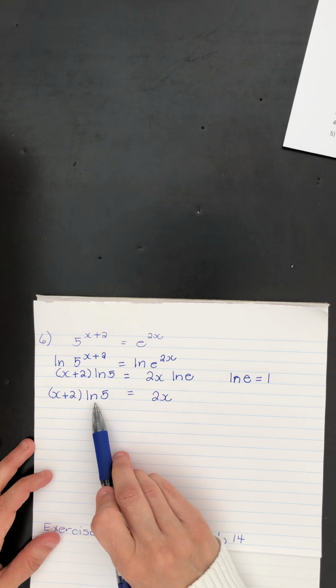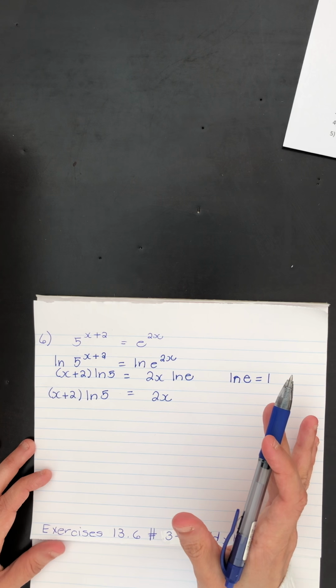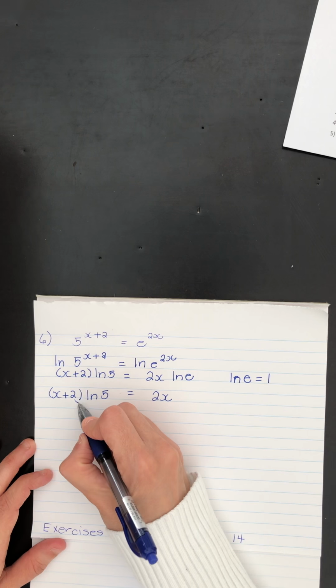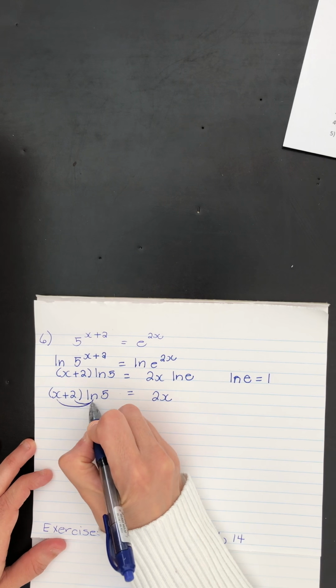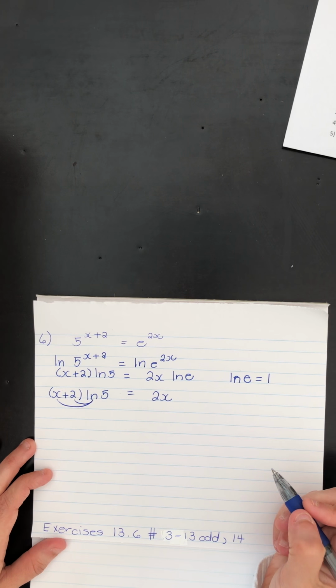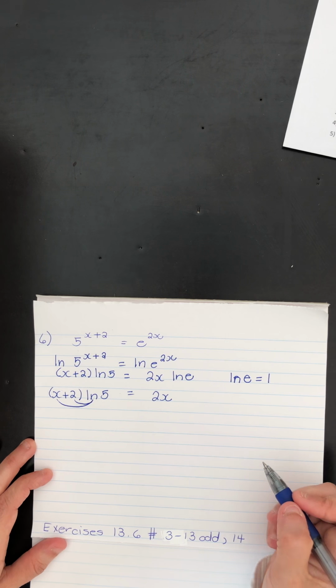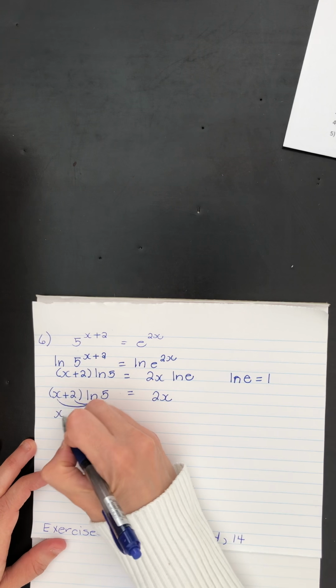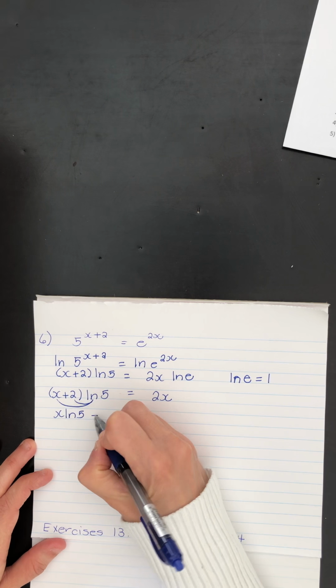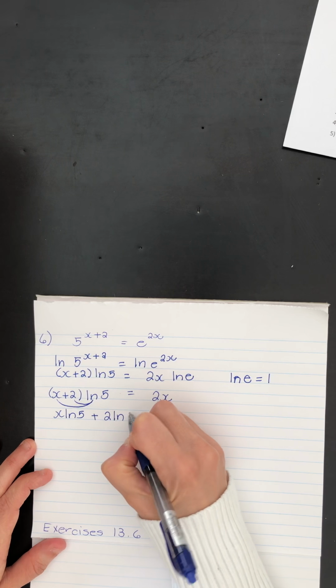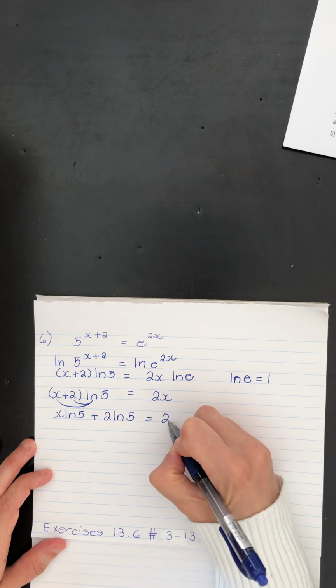Okay, remember this is just a constant here. So the only way to solve this for x is to now open up this bracket. So we'll get x times ln 5 plus 2 times ln 5 is 2x.